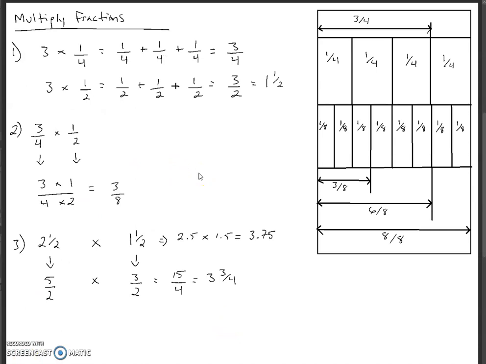So, multiplying fractions, not too crazy. 3 times 1/4. 1/4 plus 1/4 plus 1/4 gives us 3/4. 3 times 1/2 gives us a half plus a half plus a half gives us 3/2. Gives us an improper fraction. Put it into a mixed number, gives us 1 1/2.